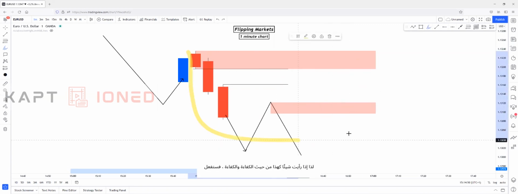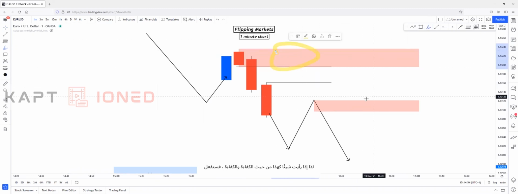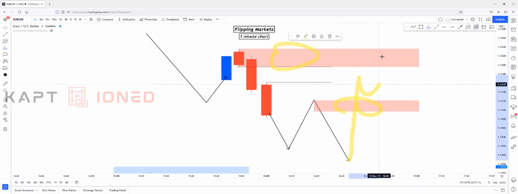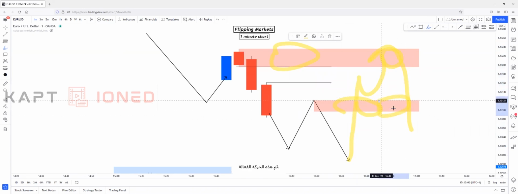So if you see something like this, one inefficiency and one efficiency, you will aim for the inefficiency because it has a greater chance to reverse the price than this efficient movement.